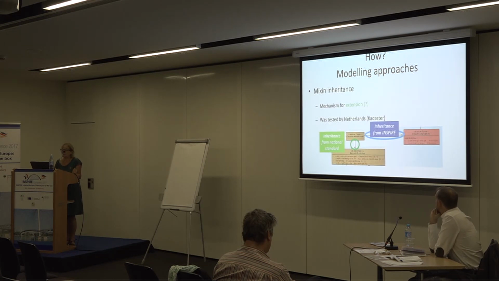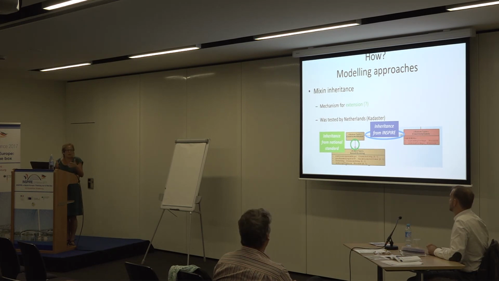Another example that was shown only once is the mixing inheritance. I think it's a mechanism for extension because the extended schema, in a way, inherits both from the national standard and from INSPIRE. So it looks both flexible and compliant. However, I am wondering how they really deal with overlapping content, because in this case, it seems that they are going to store and capture it twice in the data set. It was not explained in much detail, but you can contact Cadastre if you are curious about it.